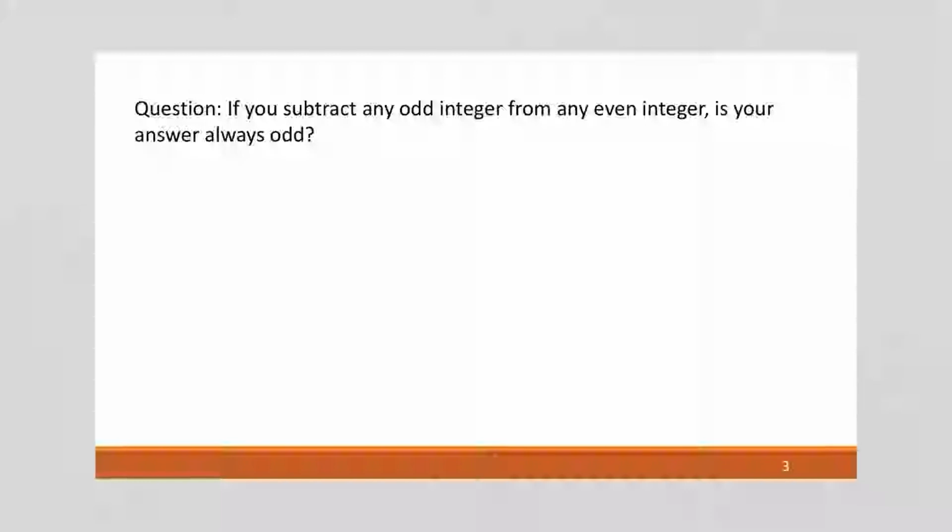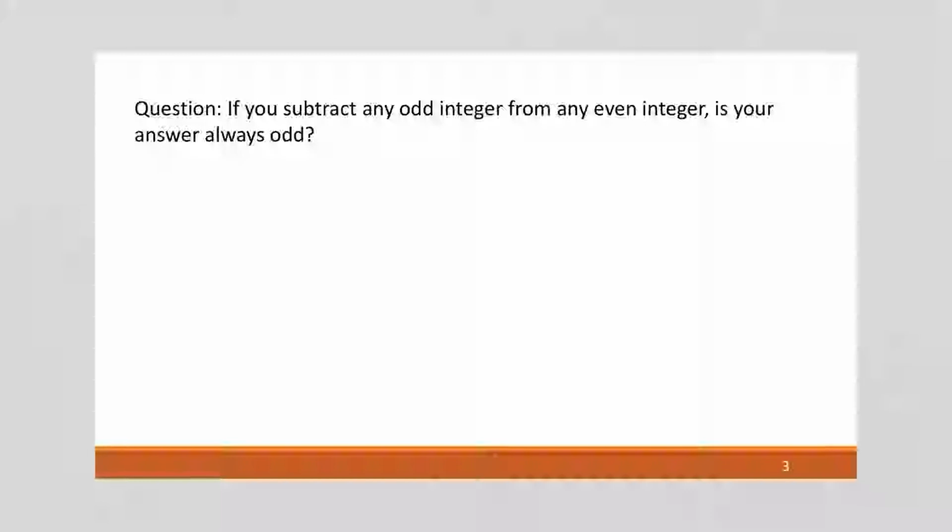Okay, so here's an example. If you subtract any odd integer from any even integer, is your answer always odd? Let's do a little example. Now, an example is not a proof, but it can help clarify our thoughts. So if I subtract 5 from 8, I'm going to get 3. That's odd. If I subtract 3 from 10, I'm going to get 7. That's odd. Again, these are not proofs, but it seems like this is a true statement. So let's see if we can prove it true.